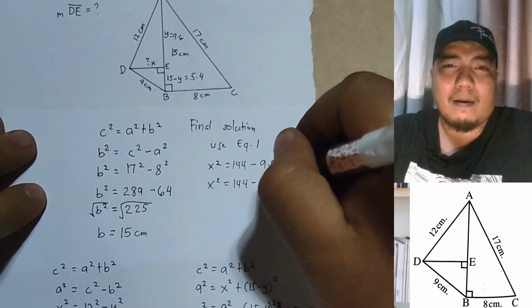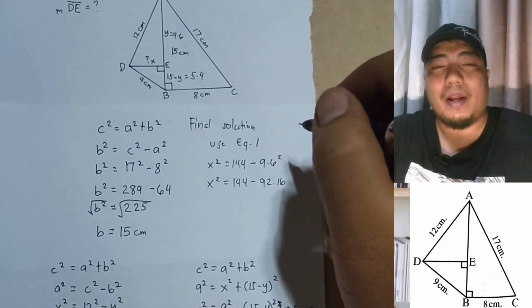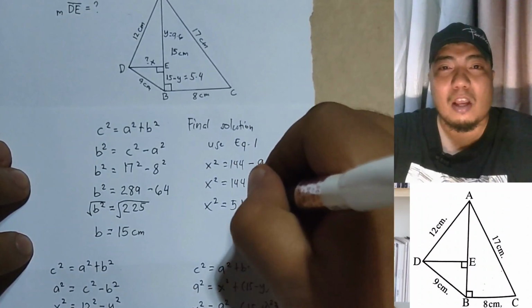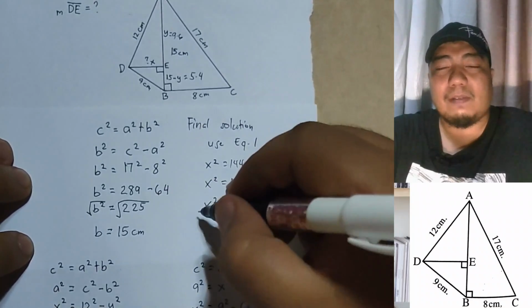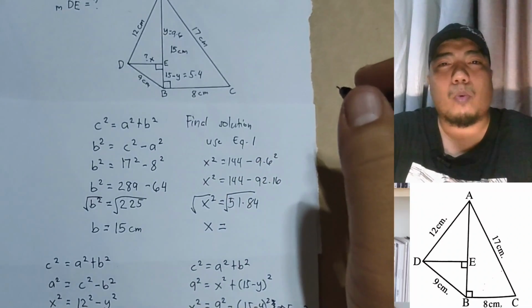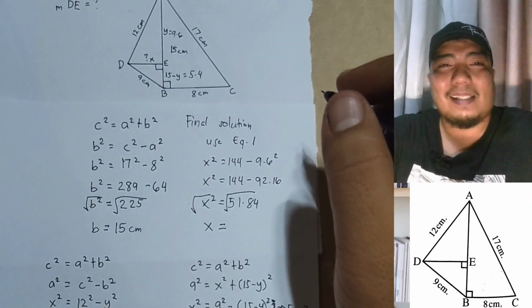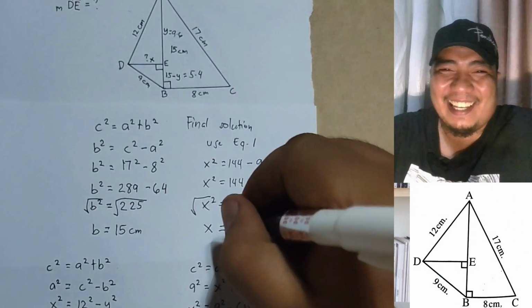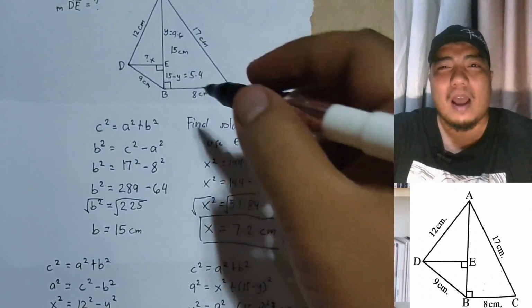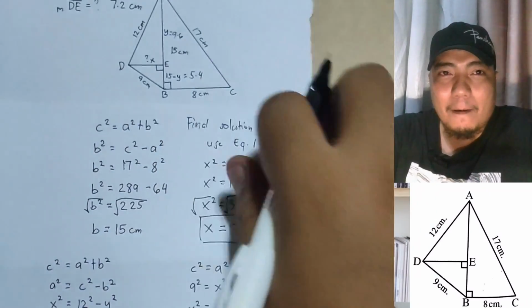that would give us, I think, 92.16. Okay, and then we will subtract that from 144, and that would give us 51.84. But this 51.84 is equal to x squared. It's not yet x, so we will apply extracting square root to both sides of the equation, and we will have the value of our x. All right, so that will be 7.2 centimeters, and we have now answered our problem for the measurement of DE.